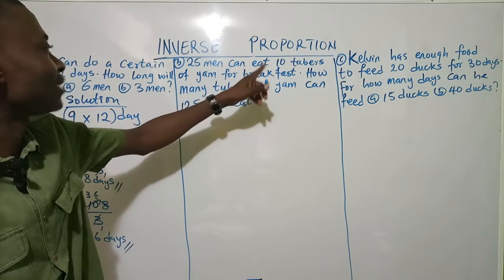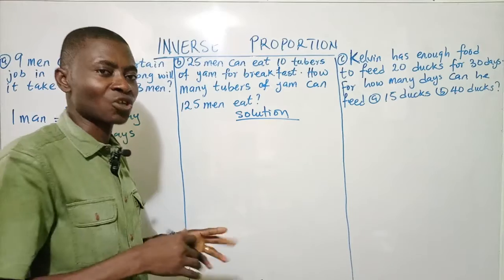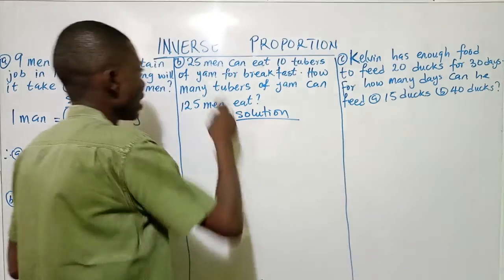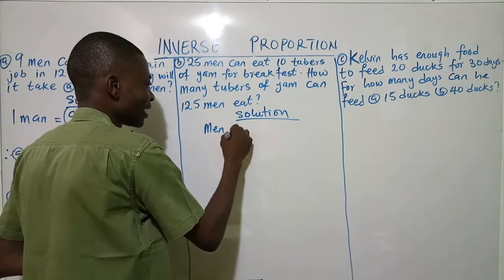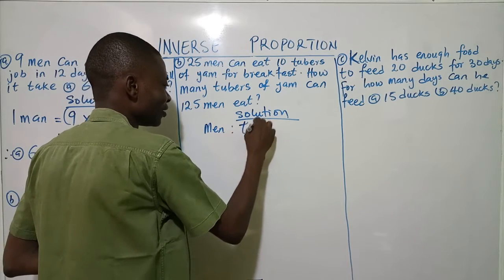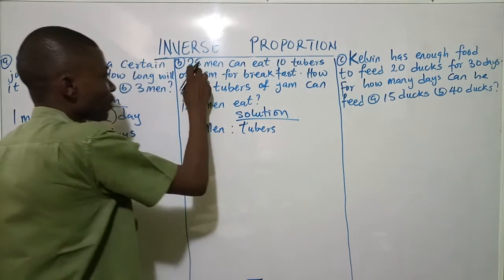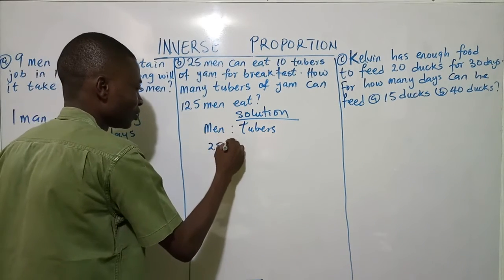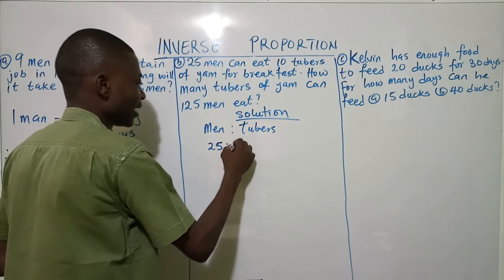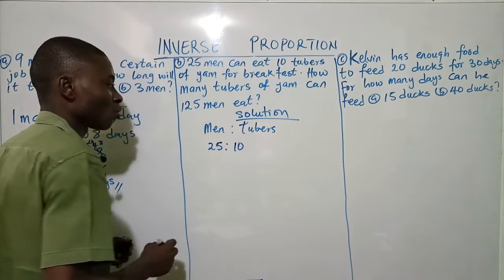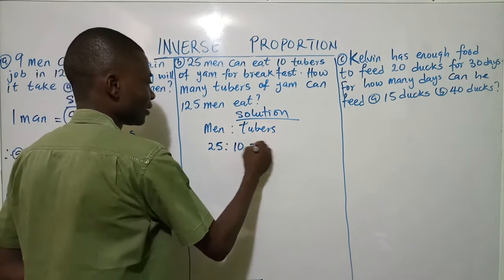25 men can eat 10 tubers of yam for breakfast. You can solve this using ratio. In other words, men ratio what? Tubers. So we have 25 men, and 25 men can eat 10 tubers. That is 25 ratio 10.